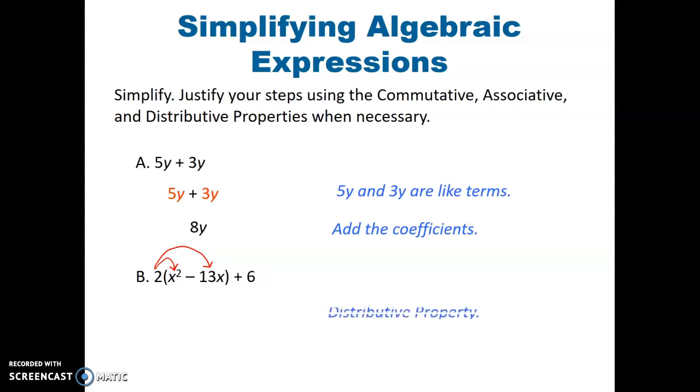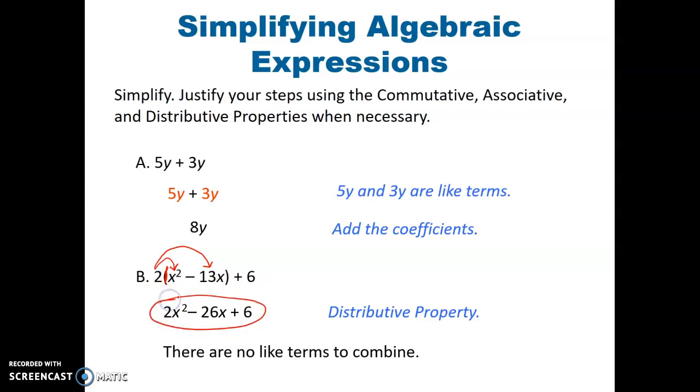So I'm going to use the distributive property, and I'm going to multiply 2 times x squared, or 1x squared. And when I do that, I just multiply their coefficients. So 2 times 1 is 2x squared. 2 times 13 is 26, so 26x plus 6. Now I look, are there any like terms here? There are no like terms, so this is as far as I can go on this problem.